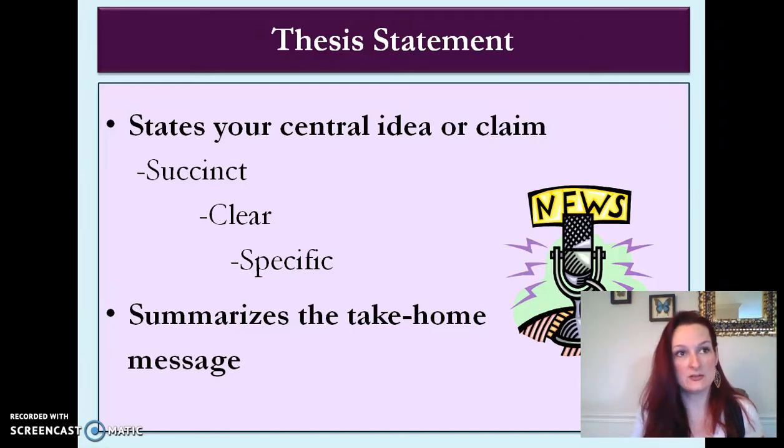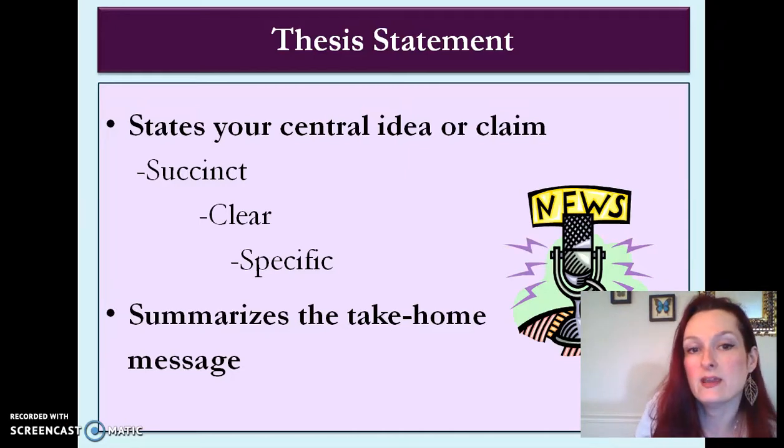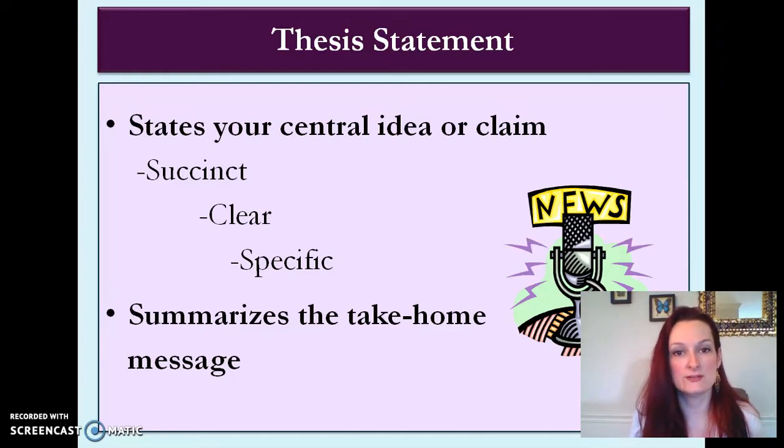Your general purpose and your specific purpose are just kind of there for you to know as you're putting your presentation together so that you can stay focused and have a clear idea of what you want to communicate. Your thesis statement, you actually will want to state this in the beginning part of your presentation. And this is where you state your central idea or claim.